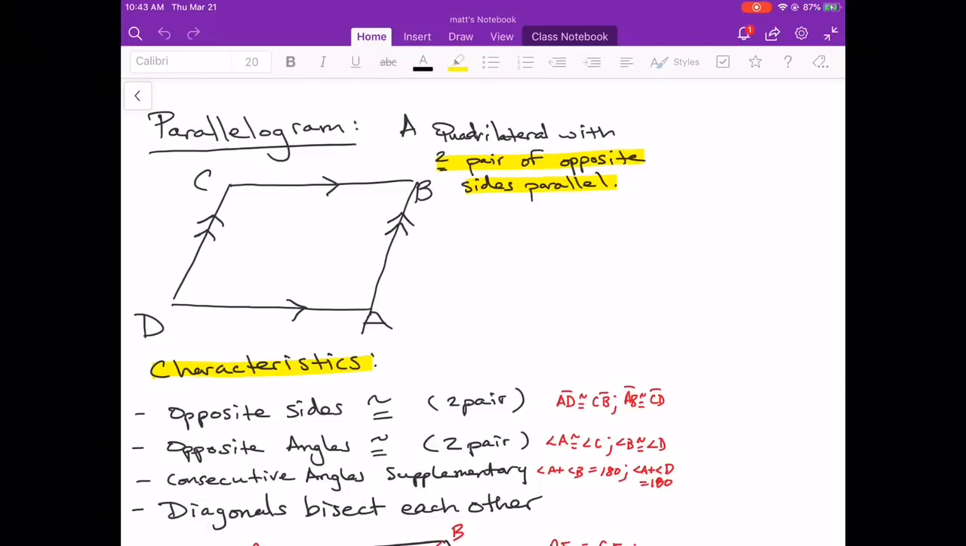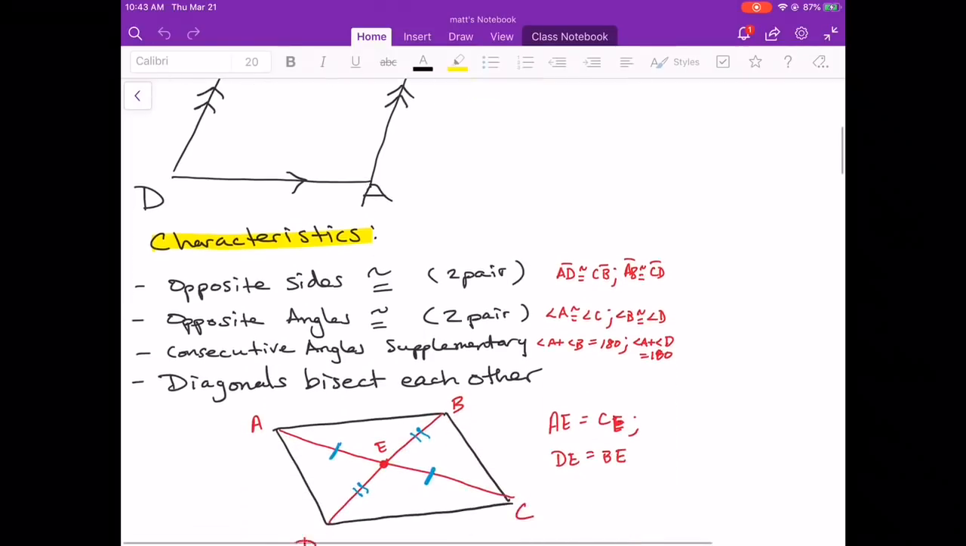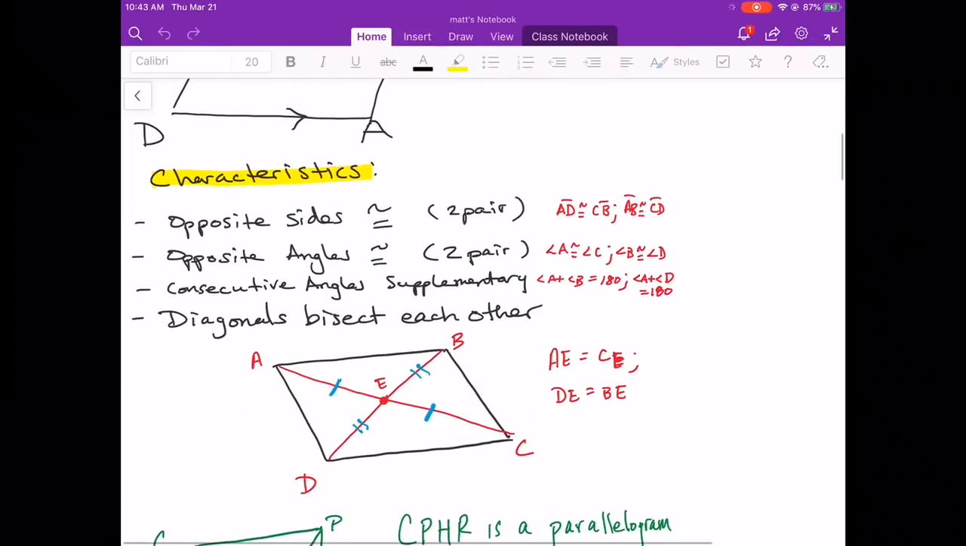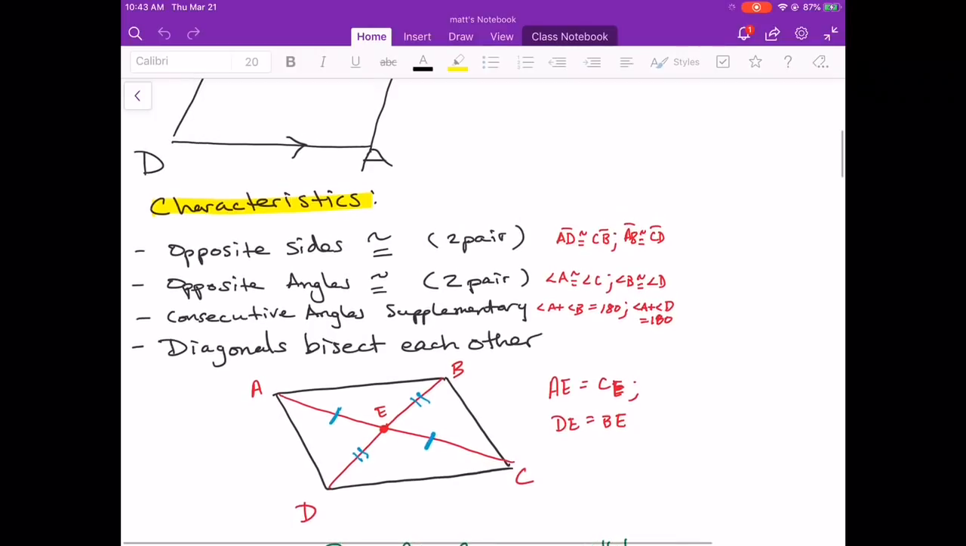Consecutive angles, which are angles that form same side interior angles, such as A and B or A and D, are supplementary, which means their sum is 180 degrees. Then we've got these things called diagonals, and let me scoot up here so you can see a good picture of what diagonals of a parallelogram look like.